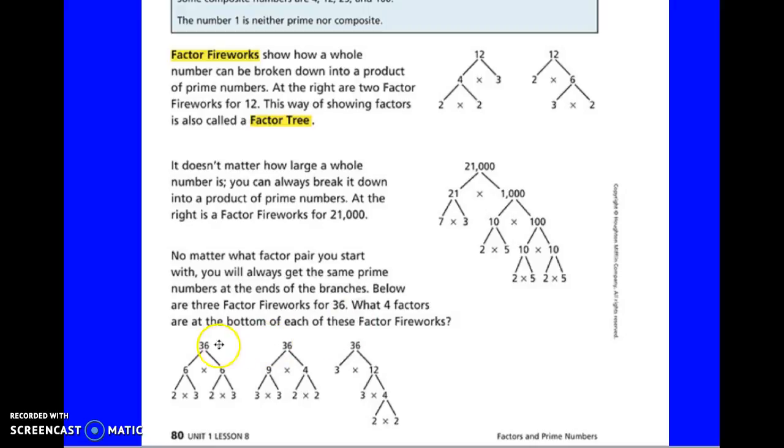of the fireworks. So again, these are all 36. It doesn't matter what number you divide into 36. So this one they did 6 and 6, this one they did 9 times 4, and this one they did 3 times 12. And you keep breaking them apart. At the bottom, you're going to get the exact same prime numbers. Now, they might be in different order, but you'll notice there's 2 2s and 2 3s in each of these. So the same exact prime numbers are at the bottom.